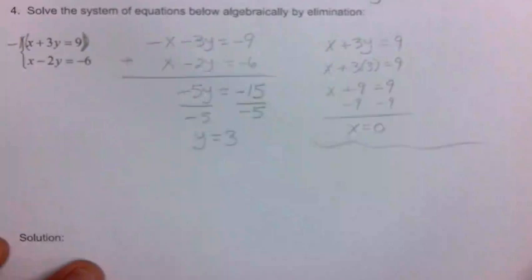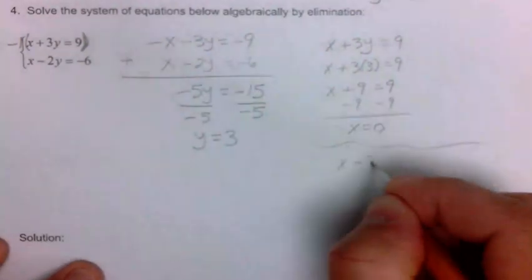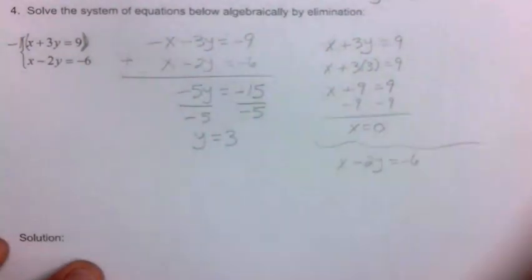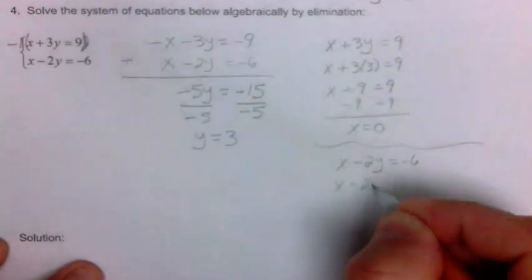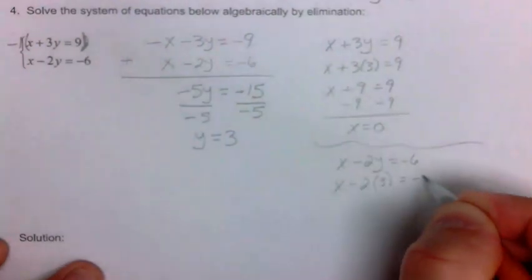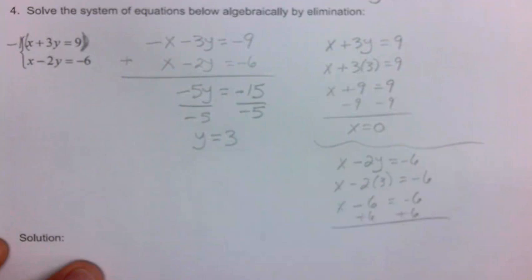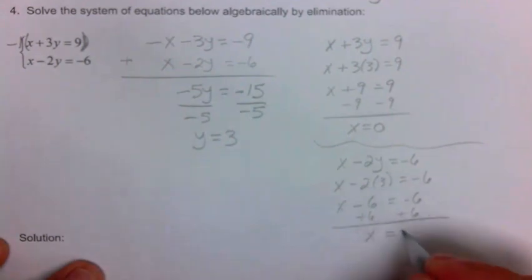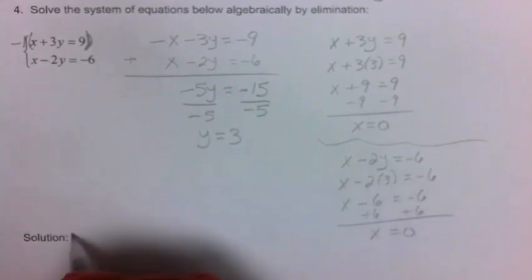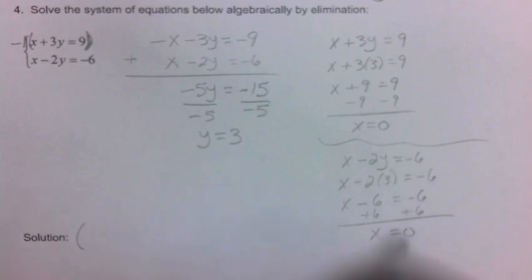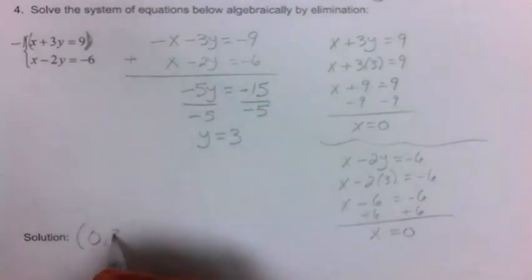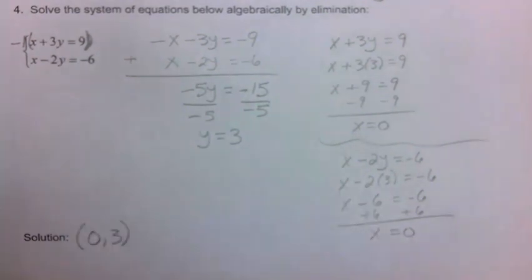Well, let's make sure with the other equation. X minus 2y is negative 6. Y is 3, so x minus 2 times 3 is negative 6. X minus 6 is negative 6. And if we add the 6 to each side, yes, there it is. X is 0. So for the solution this time, it's going to be 0, comma 3. X is 0, y is 3.